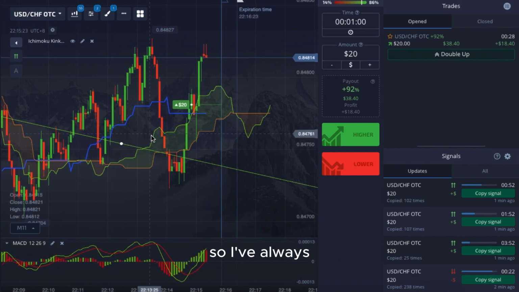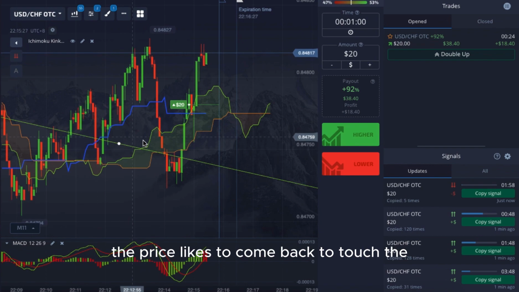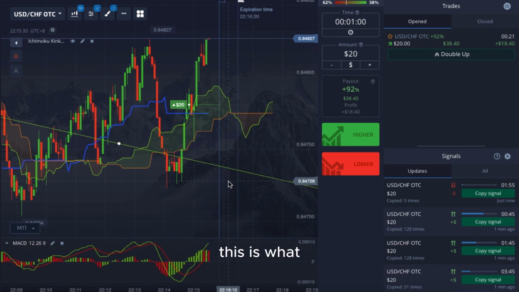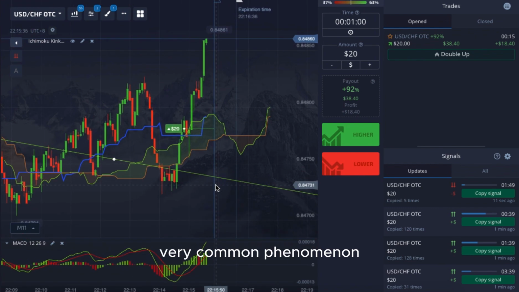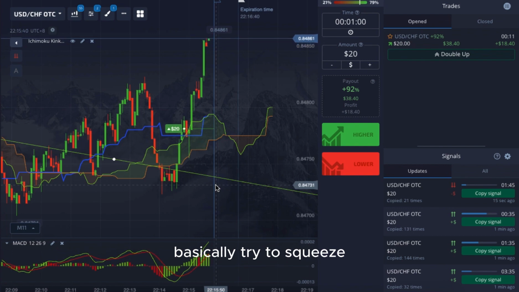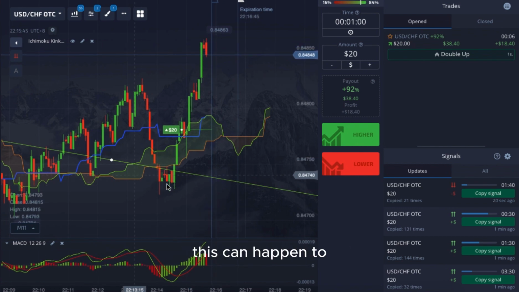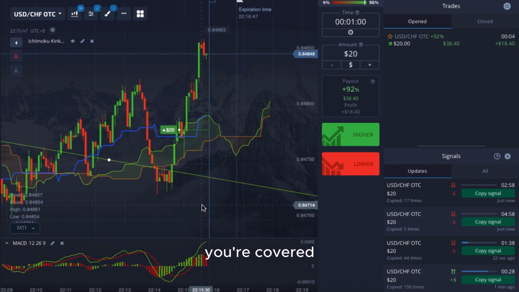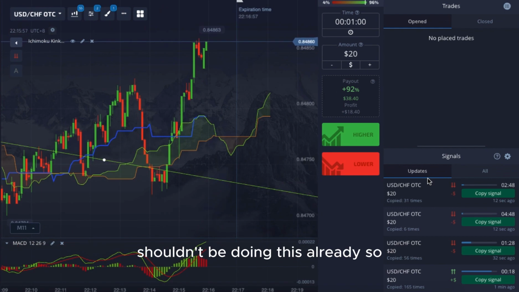I've always mentioned a concept that the price likes to come back to touch the trend line and the support. This is what people call stop hunting. It's a very common phenomenon in trading when the big players basically try to squeeze out people's stop losses. It's interesting how in the synthetic market this can happen too, but you know what? You're covered. In this method, you're well covered against that. That's one more win.